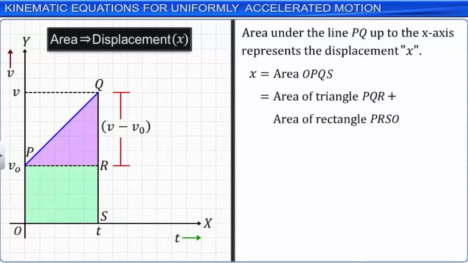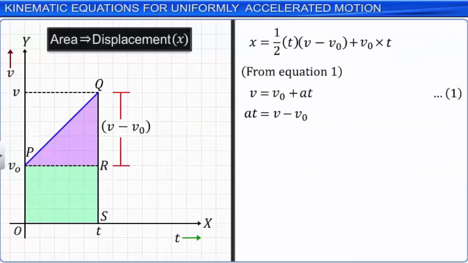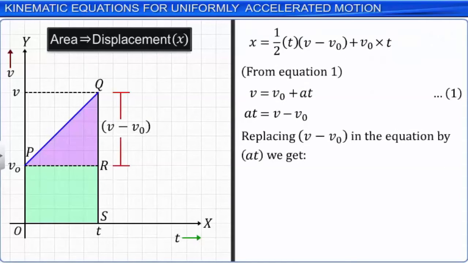From equation 1, the value of v is the sum of v naught and the product of a and t. Here, the value of the product of a and t can be derived as the difference between v and v naught. Now, replacing the v minus v naught in the equation by at, we get x is equal to v naught into t plus half at square. This is equation 2 of motion.